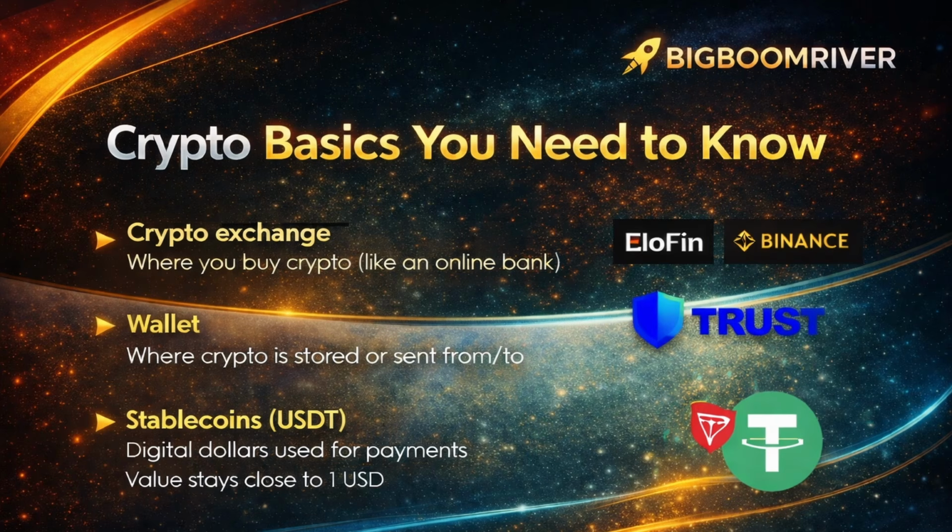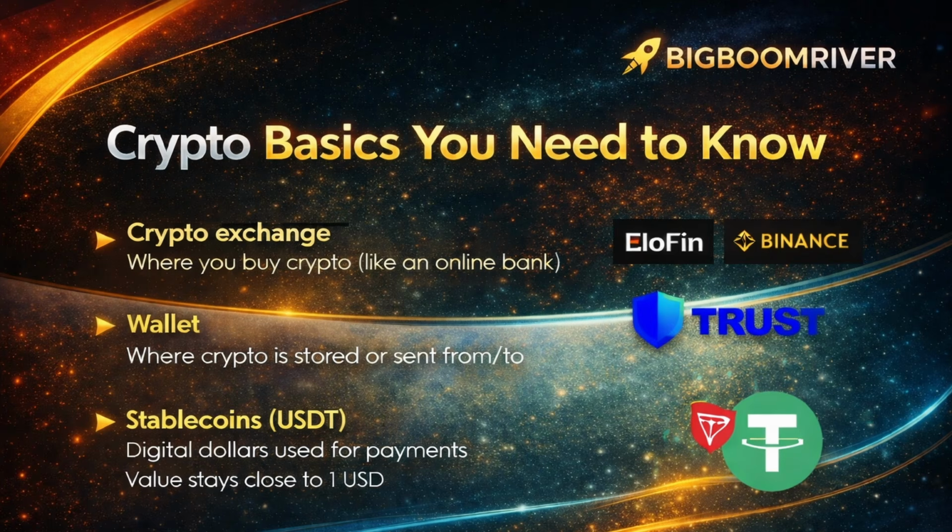First, a crypto exchange. That's where you buy crypto using regular money. You can think of it like an online bank where you convert dollars into a digital currency. Second, a wallet. A wallet is simply where crypto is stored or sent from. When you deposit on CoinPoker, you are sending funds from your exchange wallet to the CoinPoker wallet.